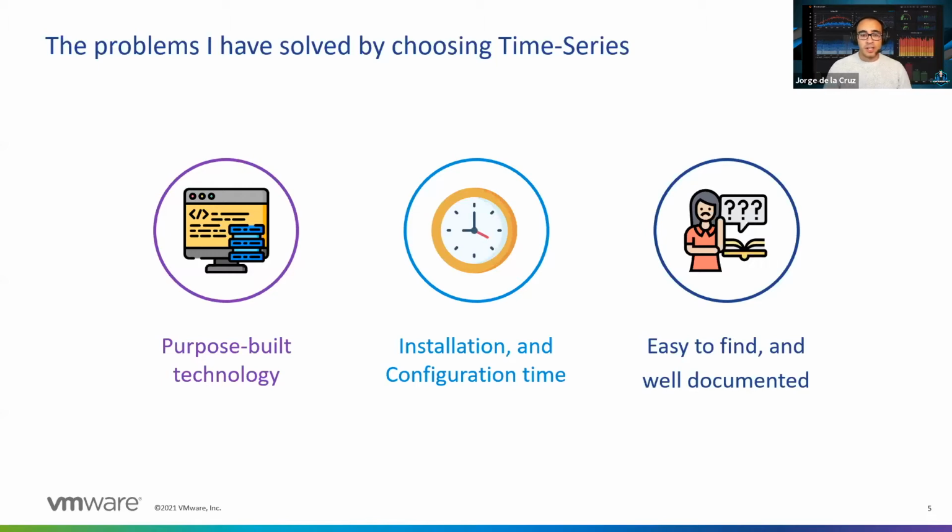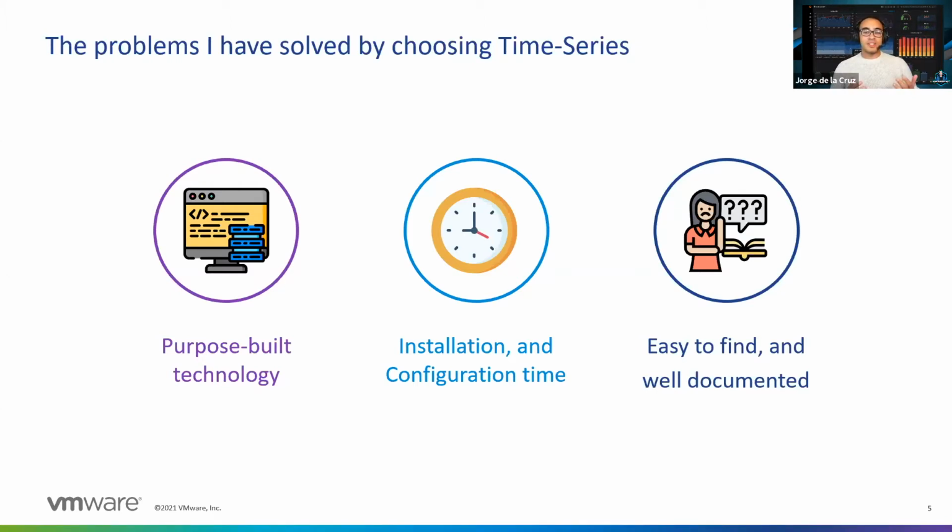The second problem that I solved: I wanted something that didn't consume that much time installing or configuring it. I didn't want anything complex or heavy, because I was doing all of this over weekends or nights, and I didn't want to spend weeks until I installed something to monitor my lab in VMware. So that's another problem that I solved by choosing time series, in this case InfluxDB and Telegraf, because they have a plugin already, which they call an input, to monitor vSphere. So that was super simple, and I resolved that problem.